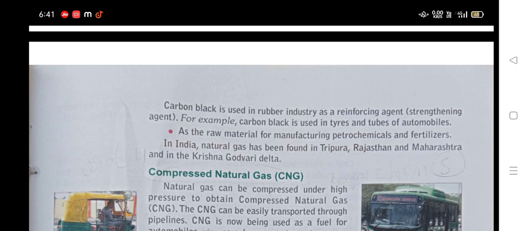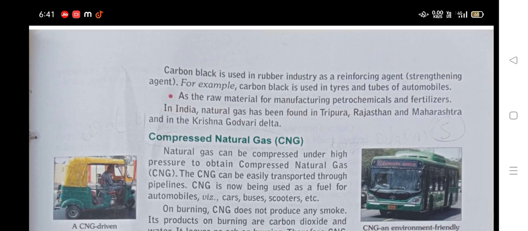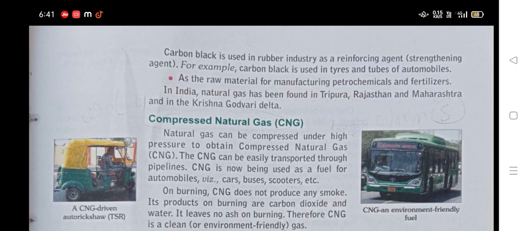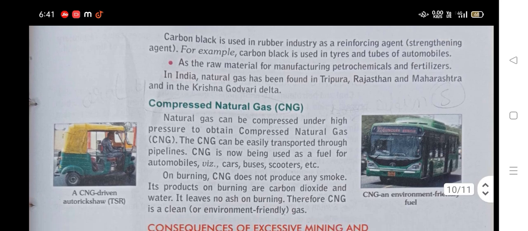Carbon black is used in rubber industry as a reinforcing agent, strengthening agent. For example, carbon black is used in tires and tubes in automobiles, as the raw material for manufacturing petrochemicals and fertilizers. In India, natural gas has been found in Tripura, Rajasthan and Maharashtra and in the Krishna Godavari Delta.